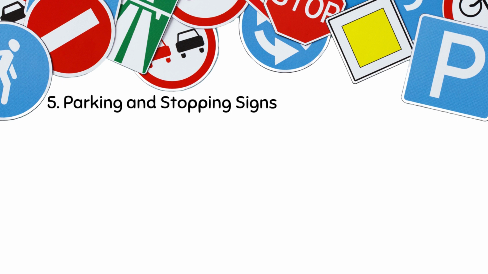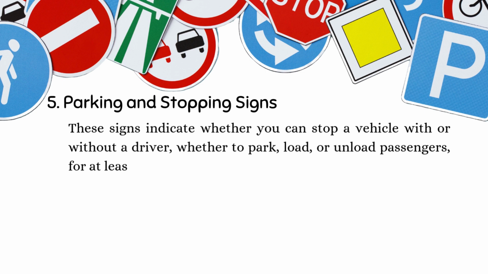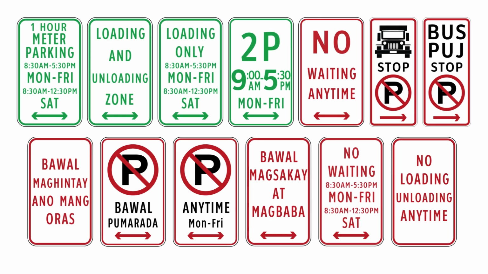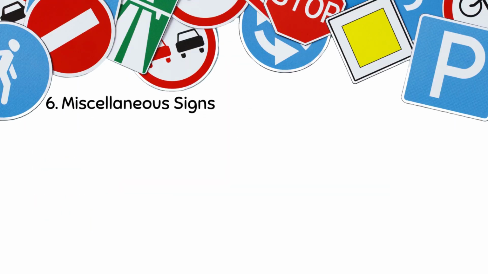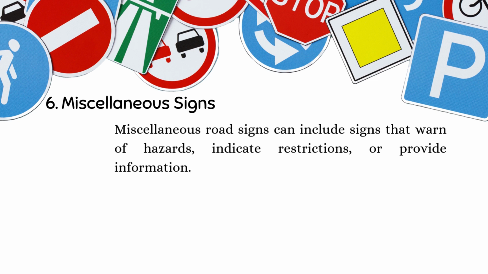5. Parking and stopping signs. These signs indicate whether you can stop a vehicle with or without a driver, whether to park, load, or unload passengers, for at least 3 minutes outside of congested traffic. These are examples of parking and stopping signs. 6. Miscellaneous signs. Miscellaneous road signs can include signs that warn of hazards, indicate restrictions, or provide information.